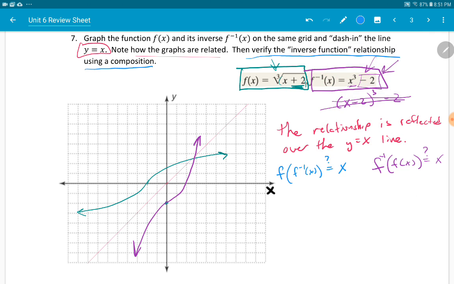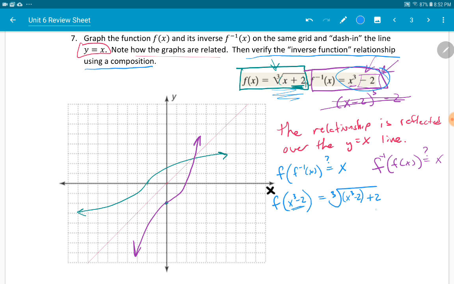So let's start with that first one. So f of f inverse, our f inverse is this thing. So that's going to be x cubed minus 2. That means I take f, which is this, cubed root of x plus 2, and instead of x, I write this. Leave a little more space there. So x cubed minus 2. So I'm going to write, instead of x, I write x cubed minus 2. So I'm taking f of f inverse.